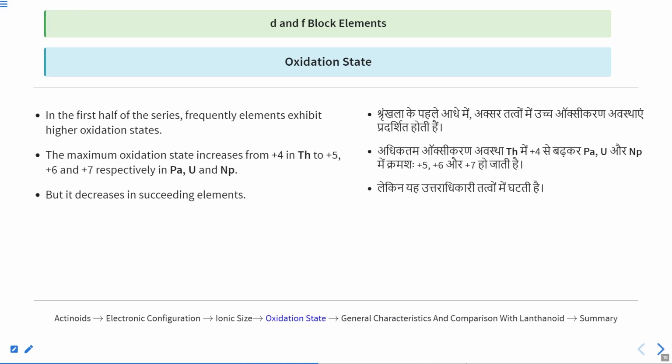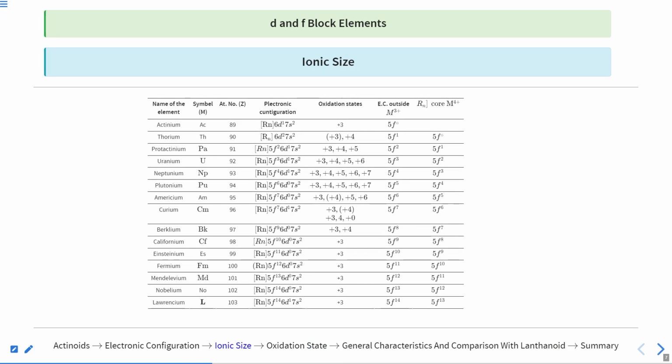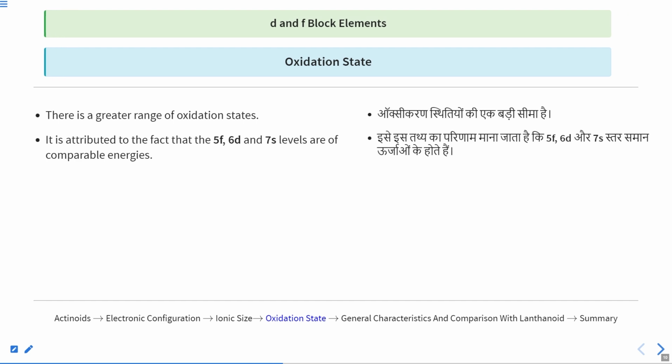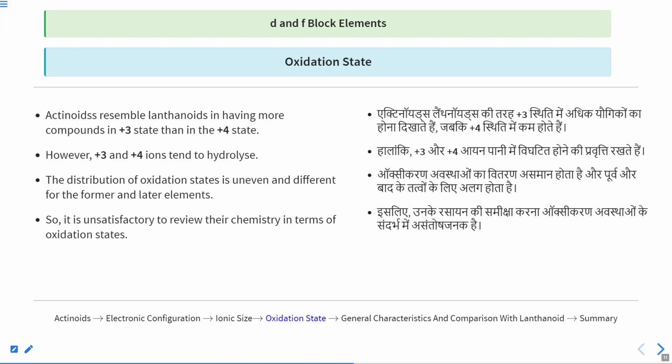Now, in the first half of the series, the elements frequently exhibit higher oxidation states. If you just go back and see, you can see that the earlier members are exhibiting higher oxidation states, like neptunium and plutonium exhibiting an oxidation state of +7. But as we move down, the number of oxidation states decreases. This is due to the greater nuclear charge. As we move from left to right, the nuclear charge increases and it becomes difficult to remove the electron. Clear?